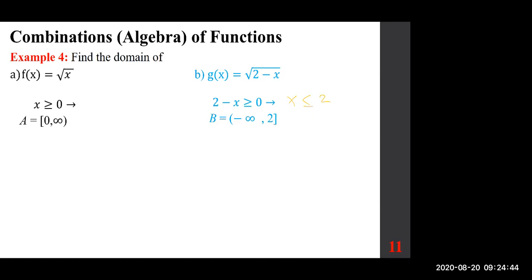Now, if we happen to have the following functions, f plus g of x and f over g of x, we want to see their domain. Let's see if we can figure this out. Remember what we did. We found the domain for each piece. Now, what is the answer? A intersection B. So, what is the intersection of these two?